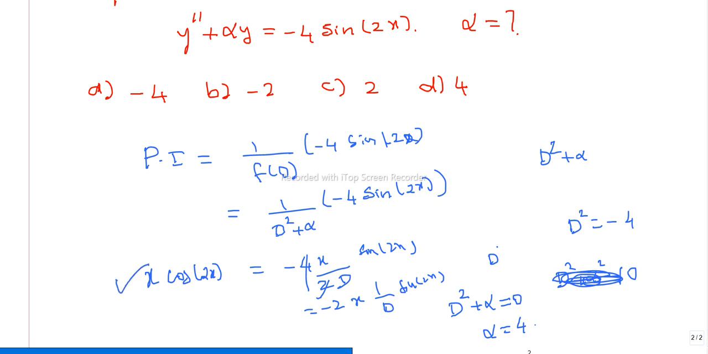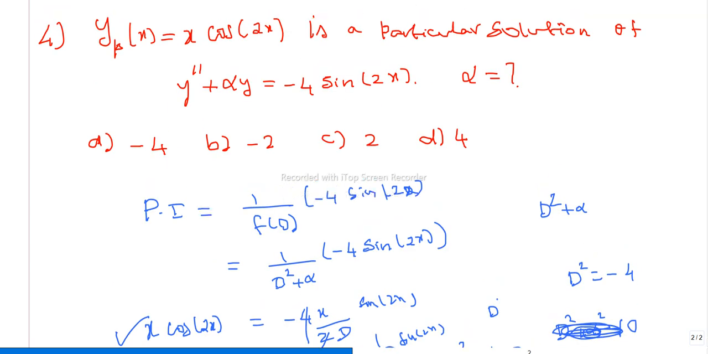If we substitute, therefore alpha should be 4. If alpha equal to 4, then only the denominator is 0, then we can multiply x and then differentiate the denominator, therefore we get here. Okay, so alpha should be 4. That is the answer. Okay, so already we know this one.